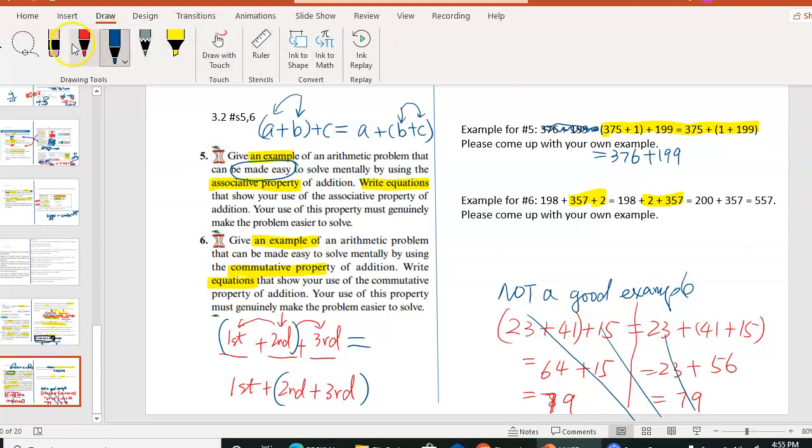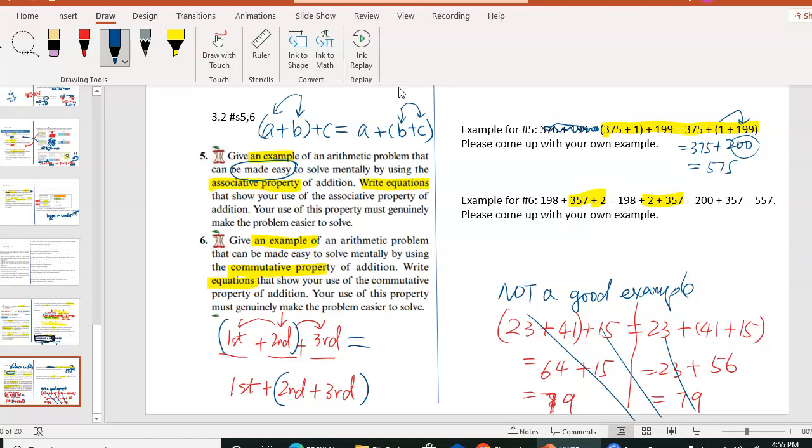But what we can do is use the associative property. I'm not going to add 1 to the first number. I'm going to add 1 to the last number, which you can see here. I'm going to add 1 to 199. Because 1 plus 199 gives us a very good number, which is 200. And when we add 200 to 375, it's very easy to do because of these zeros. So you just bring down 7 and 5. All you have to add is 2 and 3.